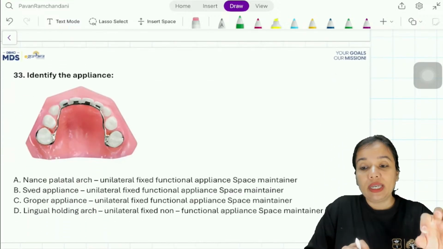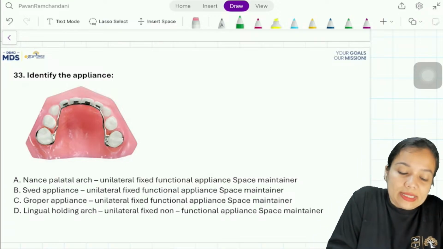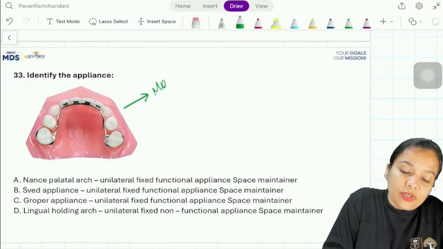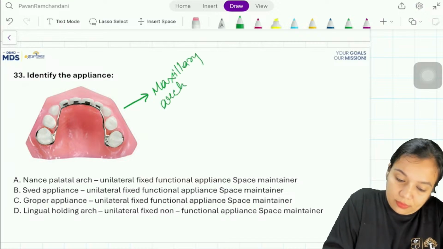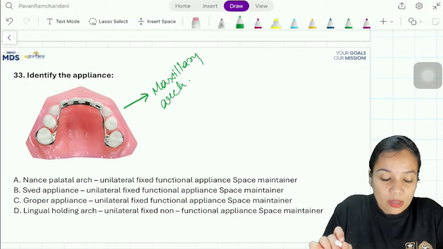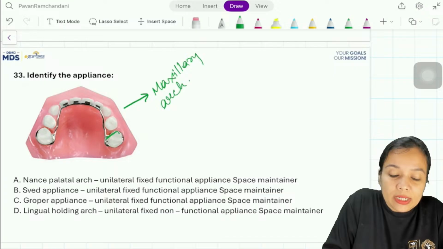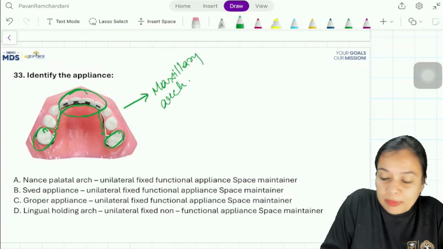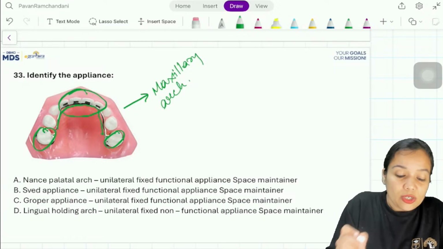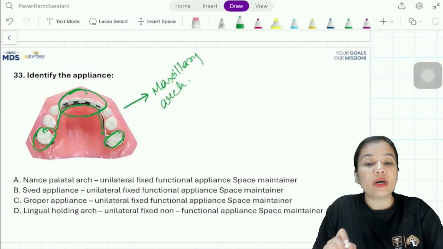Question number 33. Identify this particular appliance. So you all can see this is a maxillary arch over here. Okay, so it is a maxillary arch, there is posteriorly the band has been applied. Okay, and there is something that is coming in front, and there is replacement of the teeth here. So this is a Groper's appliance.